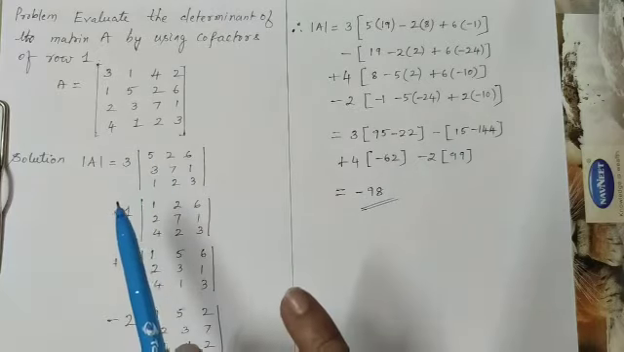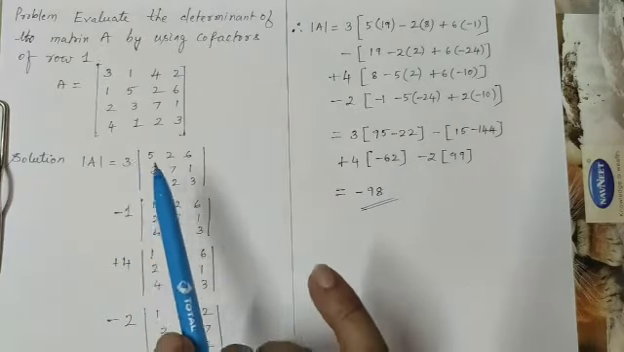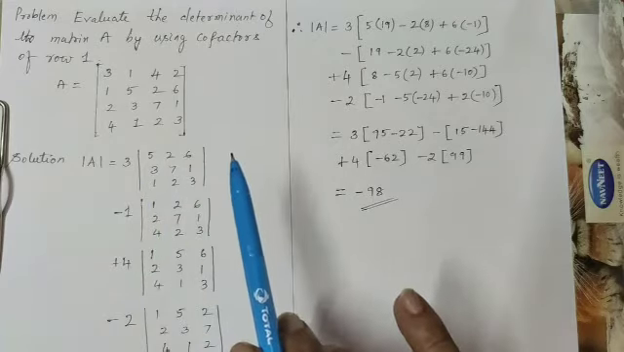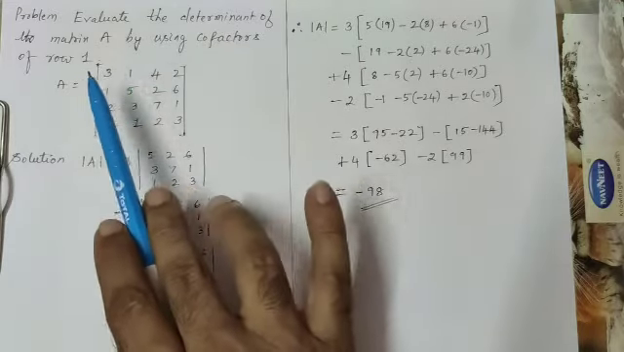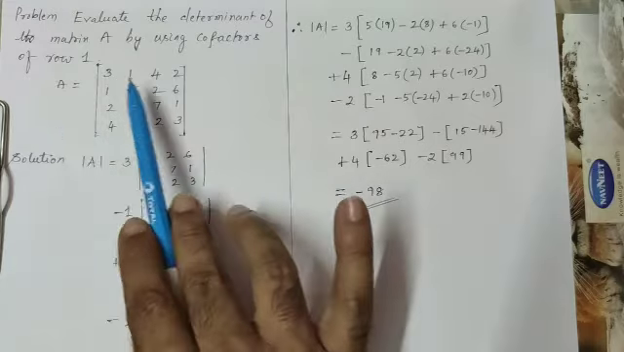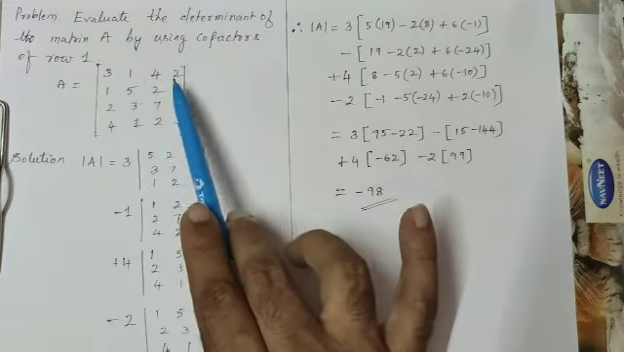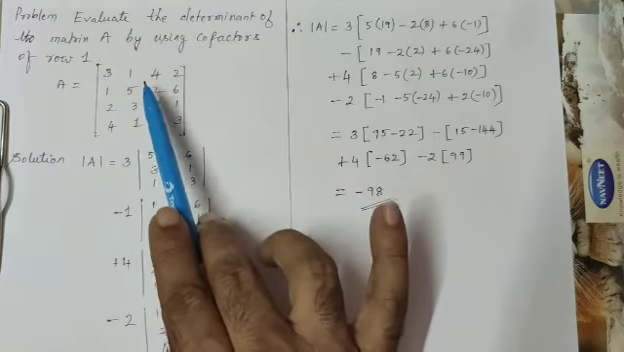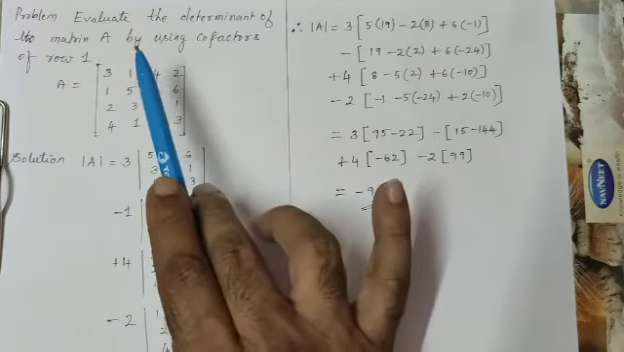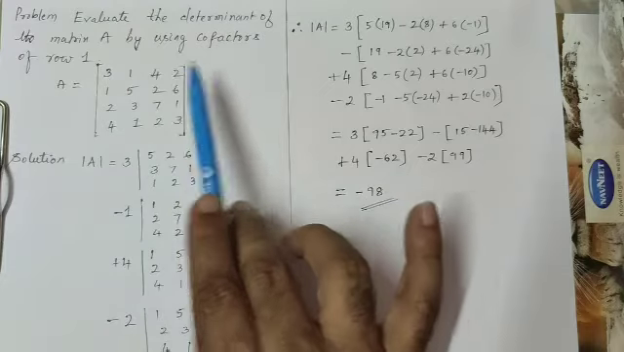Now we will find the determinant of the same matrix, but the method is different. The method is by using the cofactor method. So evaluate the determinant of the matrix A by using cofactors of row 1. We can use any row here, but in here it is mentioned as row 1. So we have to use row 1 to find the determinant of the matrix using cofactors.